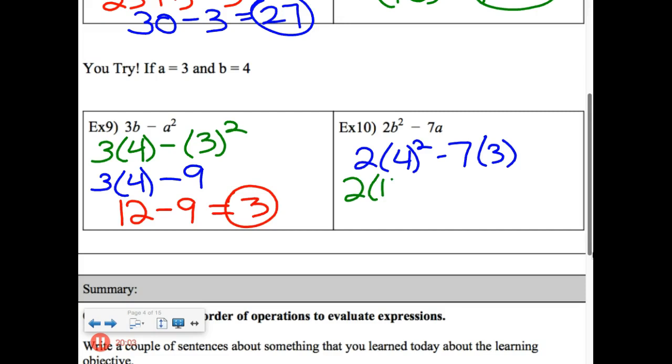We have that 2 chilling out in front there, so I have 2 times 16, and this stuff is still at the end. All right, we're going to get crazy. We're going to do both these multiplications at the same time. I think you guys are ready. So I have 2 times 16, that's going to give us 32. We have 7 times 3, which is 21. Also notice, though, I have that subtraction between there, so I have 21. And then our last step is I'm going to subtract those. We have 32 minus 21, which is going to give us 11.